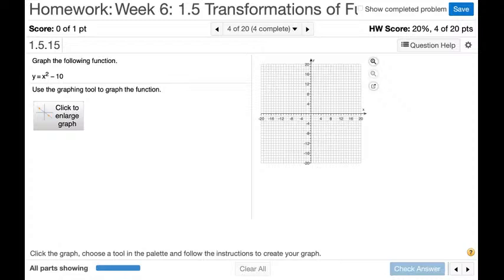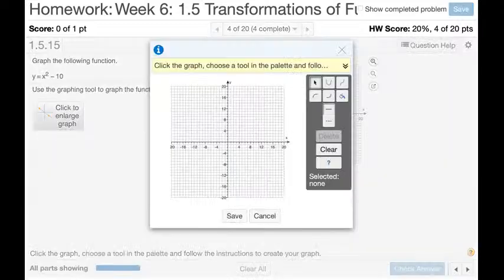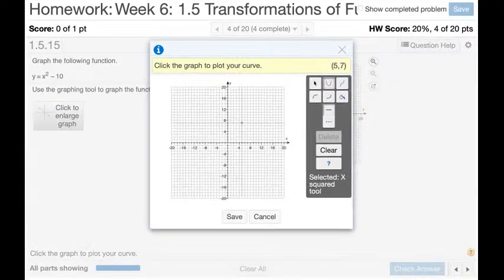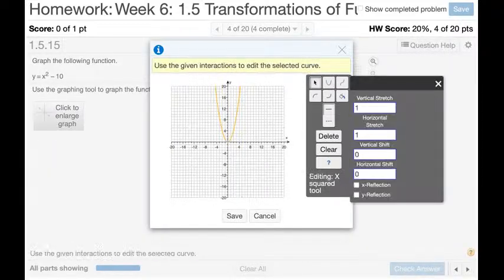Okay, graph the following function. It's just a parabola, and we move it down by 10. So it's here. I'm just going to click in the center, and then we want to shift it down. So we want to do a vertical shift down by 10. Save, and check.